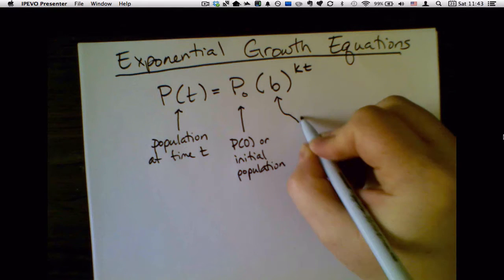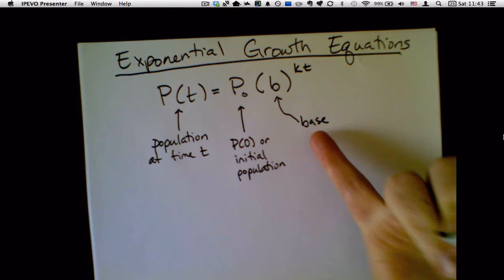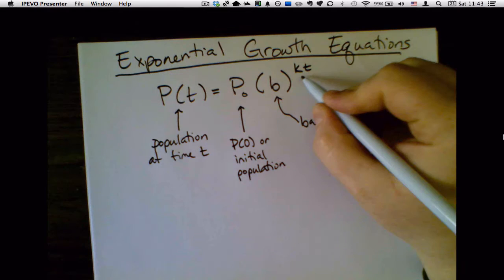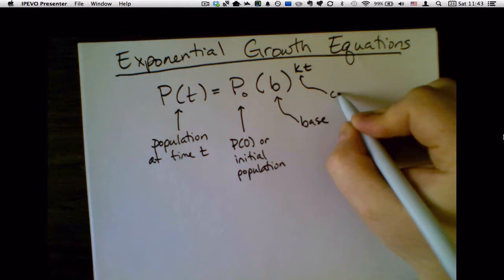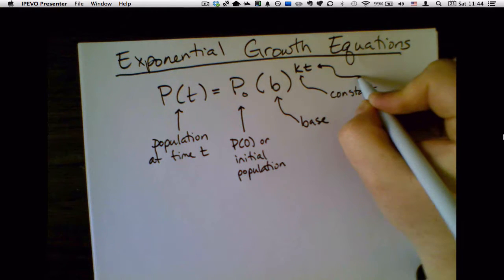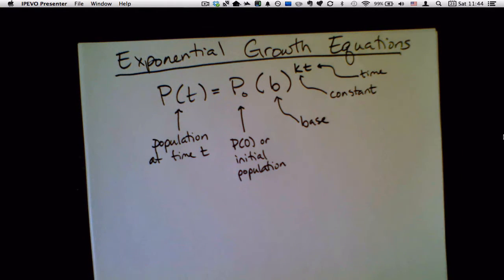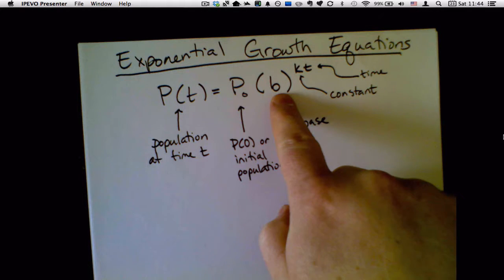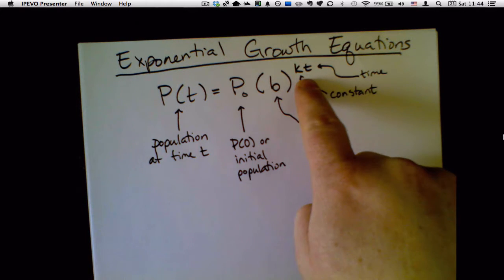B is your base, and depending on what your base is, other things will change, specifically this constant. And this is time. Okay, that's all the parts of this lovely equation. So we can use different numbers for our base, and then we would have to change our constant.